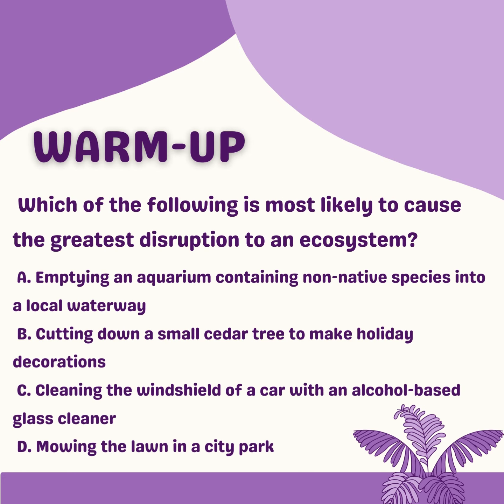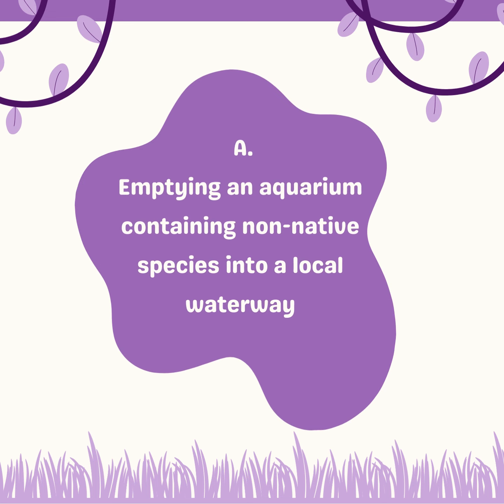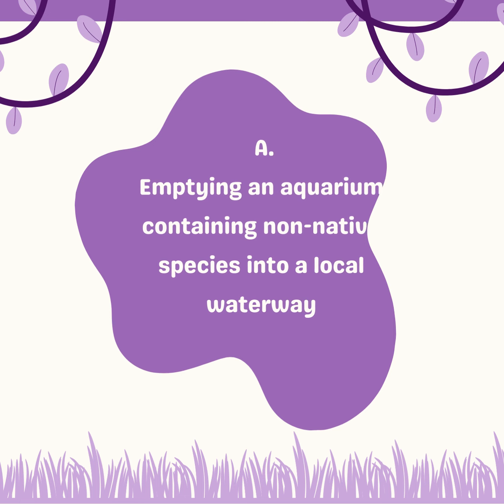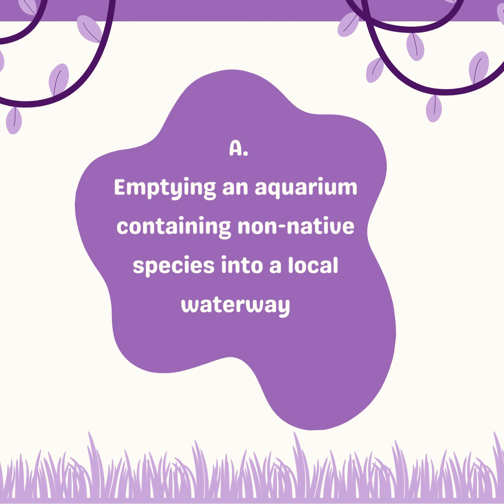For our warm-up, which of the following is most likely to cause the greatest destruction to an ecosystem? Pause the video right now and try to figure out which answer choice best fits. Okay, now the answer is going to be A. Emptying an aquarium containing non-native species into a local waterway. This is the right answer because non-native species disrupt the ecosystem the most as they mess up the whole flow and how everything goes.